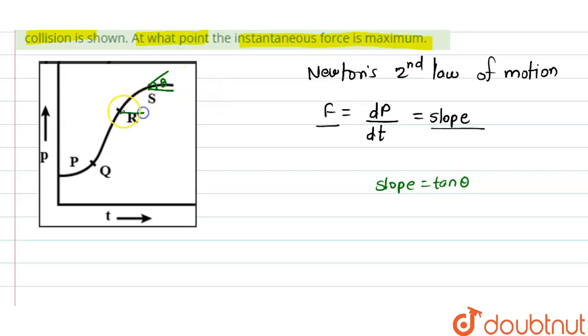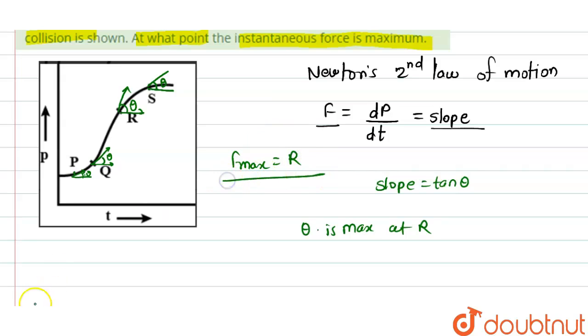For point R here, the tangent and angle will be like this, for point Q the slope is like this, and for point P the slope is like this. So we can see here, out of these 4 points, theta is maximum at point R. So we can say that the slope is maximum at point R, and force will be maximum at which point? At the same point R.